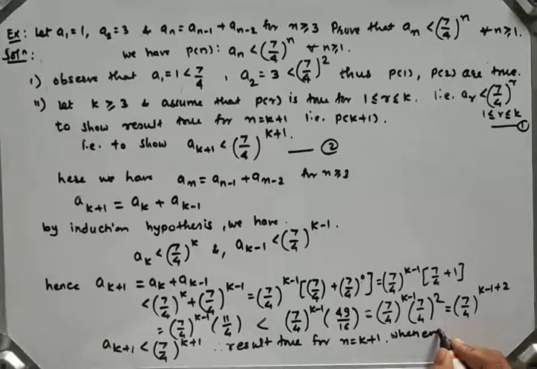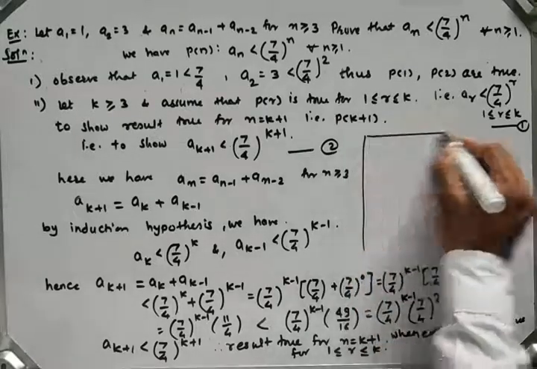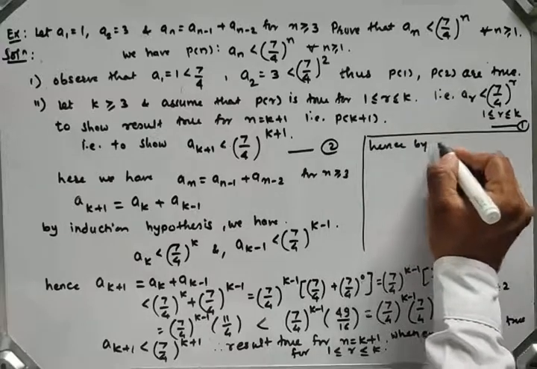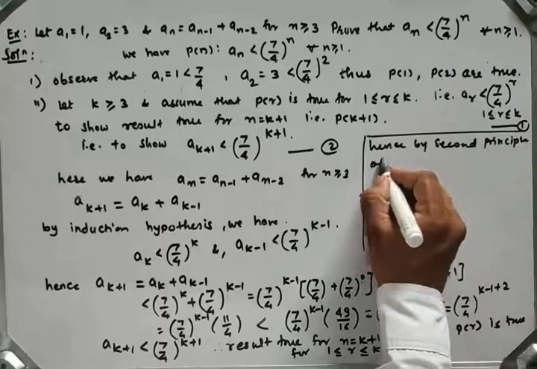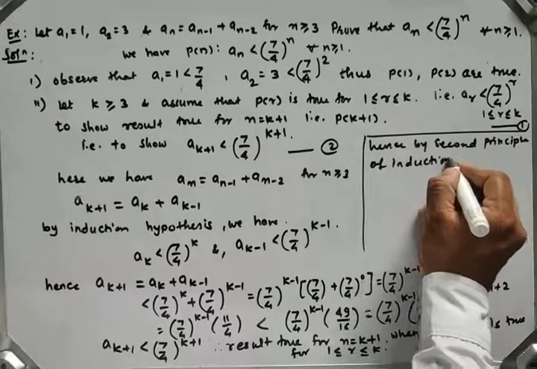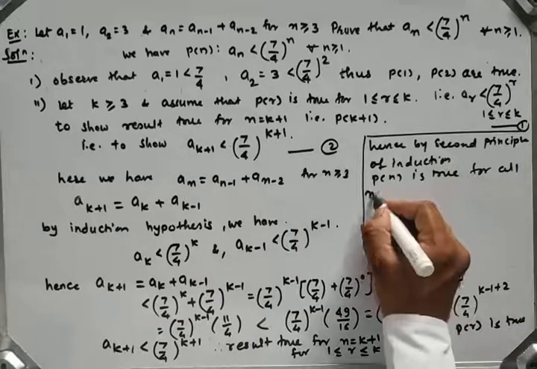Whenever P of r, where the value of r lies between 1 to k, P of r is true for 1 less than or equal to r less than or equal to k. Hence by the second principle of induction, P of n is true for all n greater than or equal to 1.